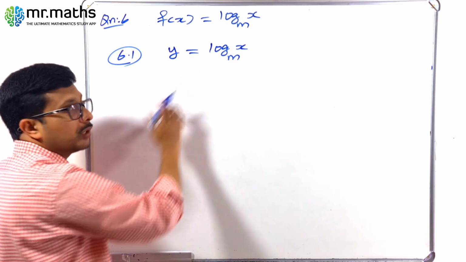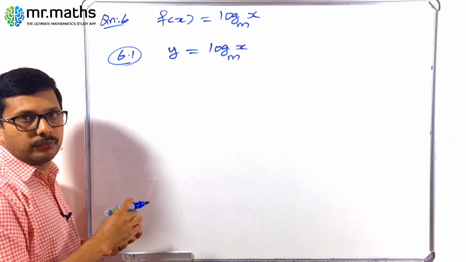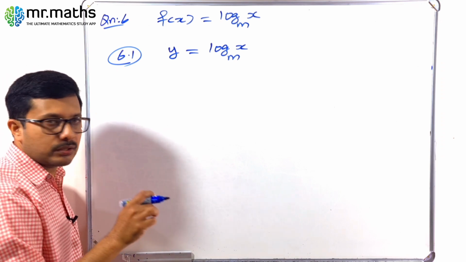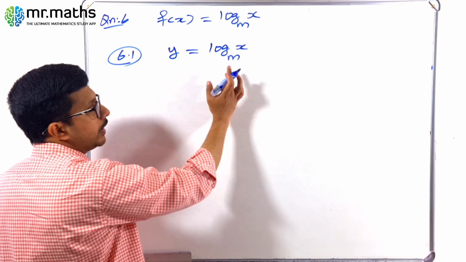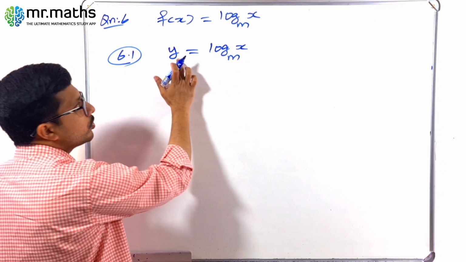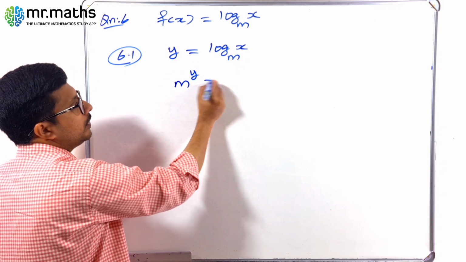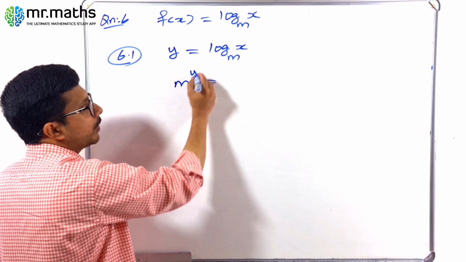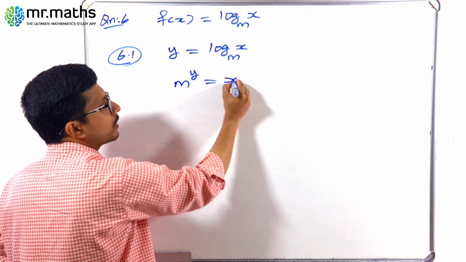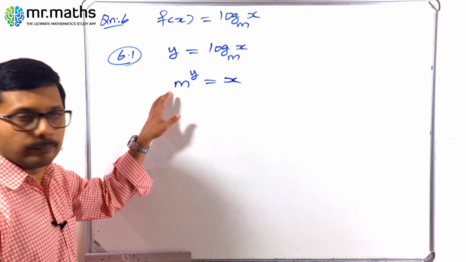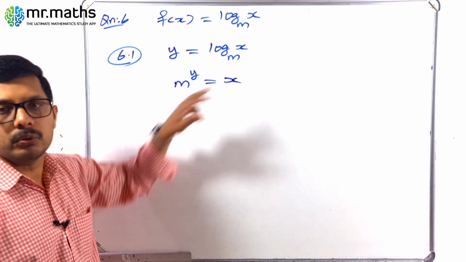Those who don't know how to write in exponential form, you have to watch the video lessons where I explain all these things. So how can I write this one in exponential form? M raised to y, this base raised to this number, is equal to x. This is the same as this one. So m raised to y is equal to x.